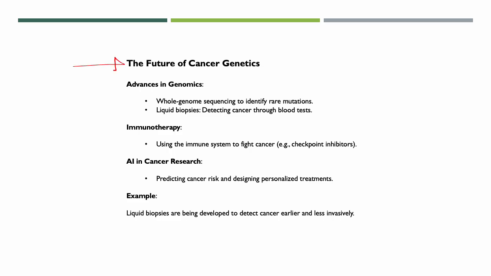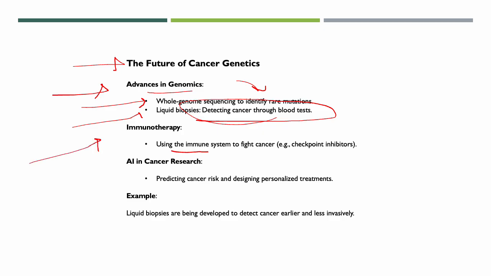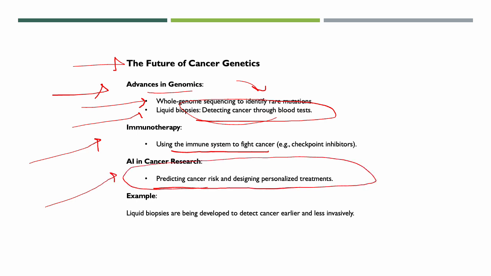So the future of cancer genetics. Advances in genomics. So whole genome sequencing helps us identify rare mutations. Liquid biopsies detecting cancer through blood tests. Immunotherapy, so using the immune system to fight cancer. Artificial intelligence in cancer research, so predicting cancer risk and designing personalized treatments. Example, liquid biopsies are being developed right now to detect cancer earlier and less invasively.